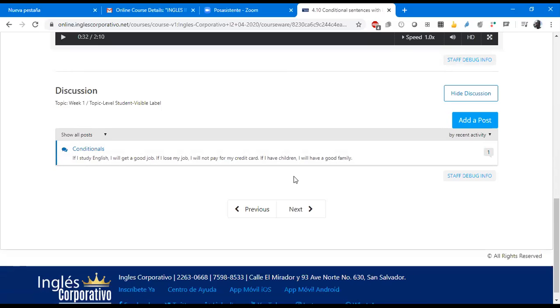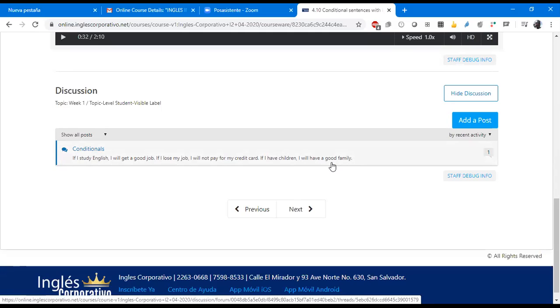What will happen if you have children? If I have children, I will have to work more. I will have no money. I will have to work more, okay? Yes, I will have to save more money. I will have to change my lifestyle.